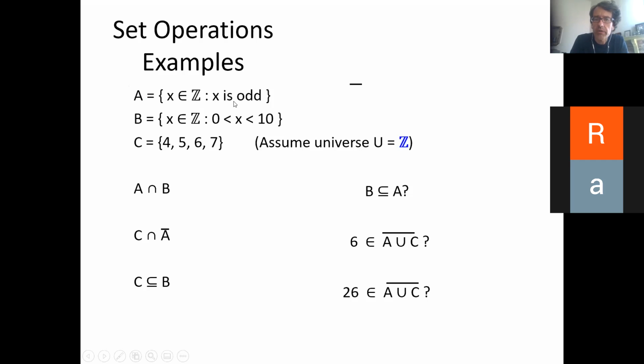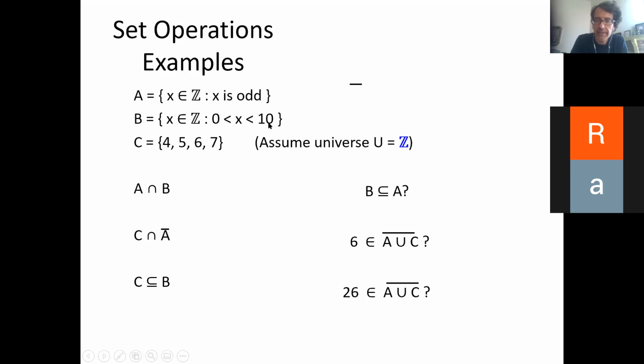A is the set of all odd integers. Using set builder notation, it's the set of all x's which are in Z. That's actually yet another version of the set builder that I didn't use before, because I never had the inclusion before the colon. The way this is read is all x's inside Z such that some predicate, so here x is odd. B is the set of all x's which are in the integer set such that x also satisfies this predicate.